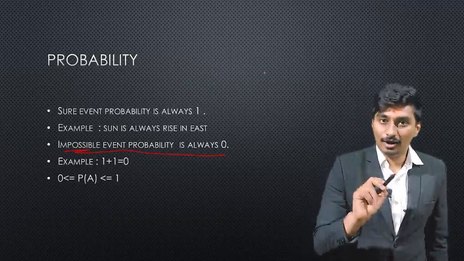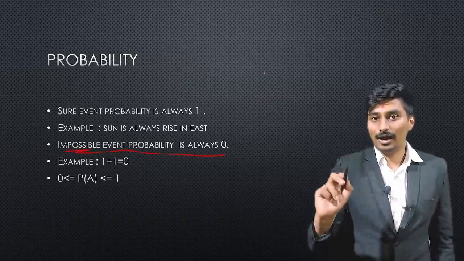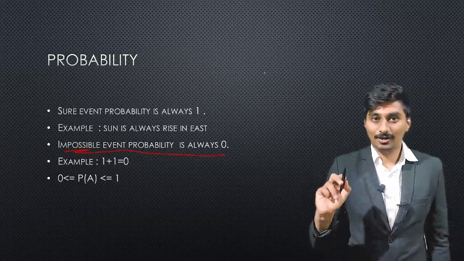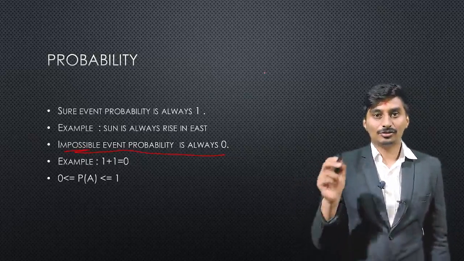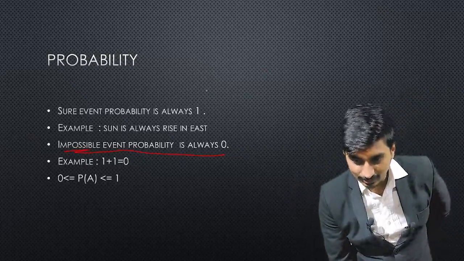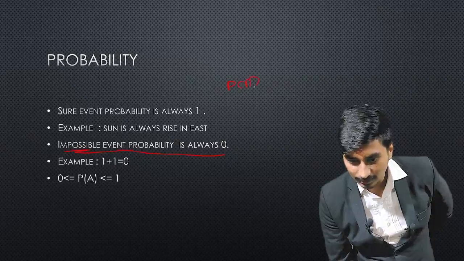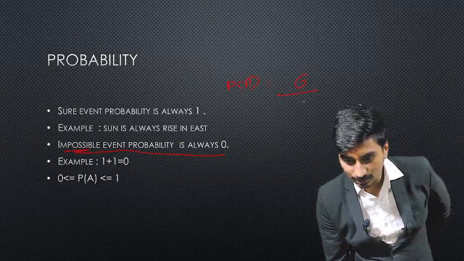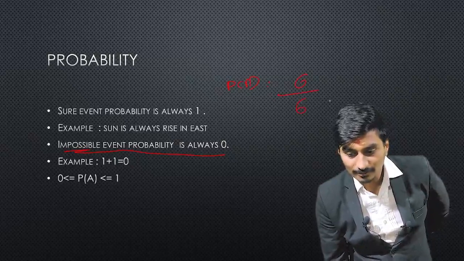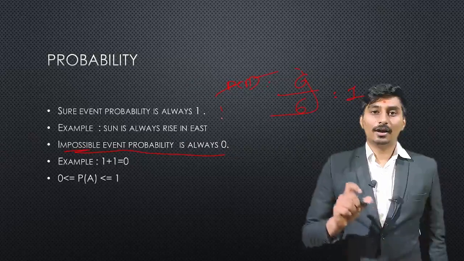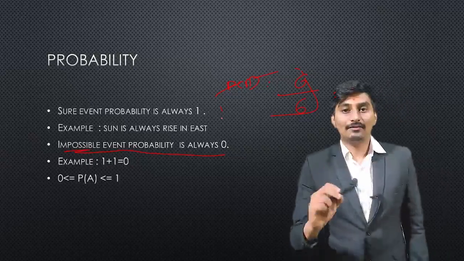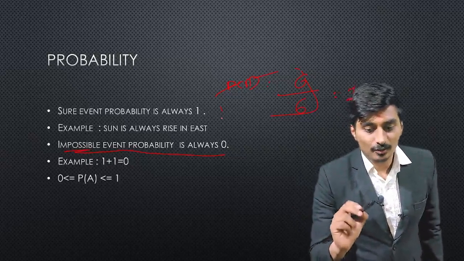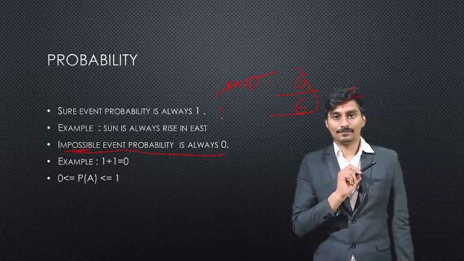You get a 1 or 2 or 3 or 5 or 6, whatever, but you never exceed a 7. So the probability: our outcome is 6, and the total number of outcomes is 6. That means P(A) is 1. So this event is called a sure event. I'll give you another example: the sun always rises in the east.